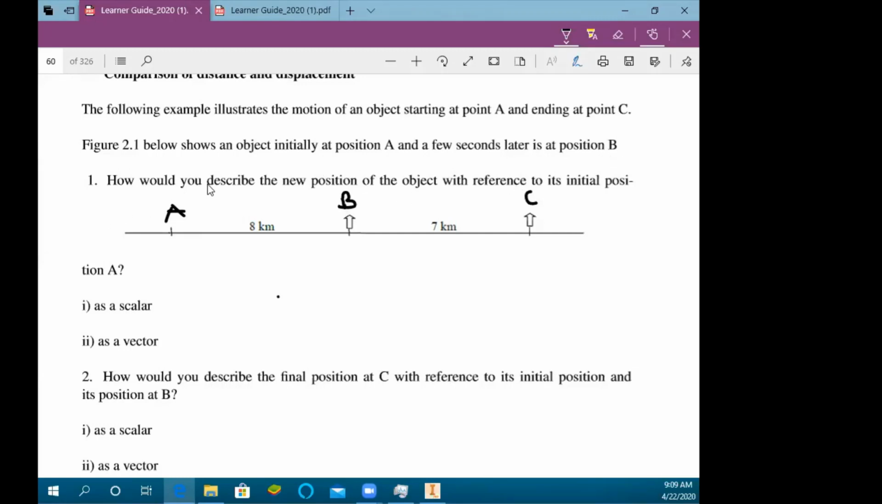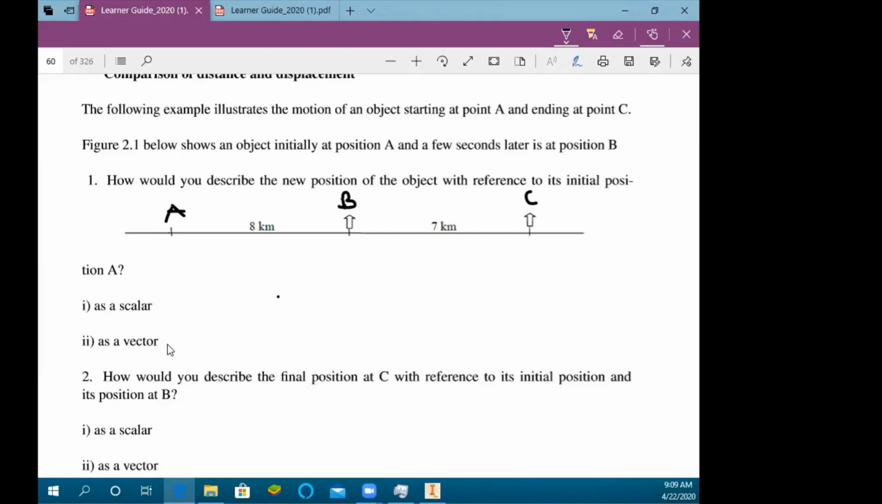It is position B. How would you describe the new position of the object with reference to the initial position A? So we're saying that a few seconds later it is position B, right? How would you describe the new position of the object with reference to its initial position A?